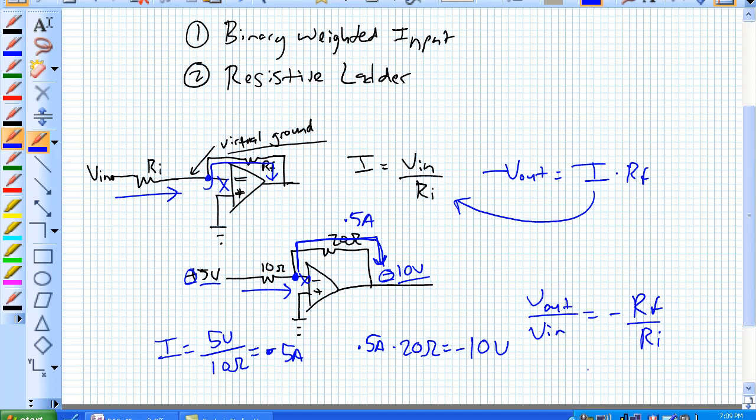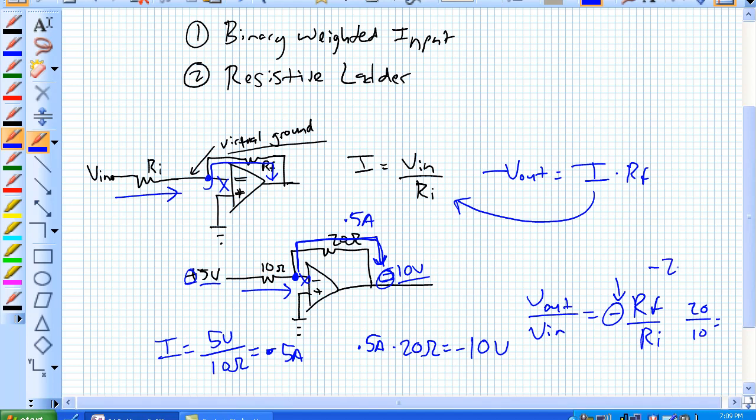And basically what we've got here is our inversion, because it's negative 10 volts. We have 20 over 10. It's basically making something negative and 2 times as big. We put in 5 volts, got out 10 volts. Okay, and understand there are limits to this.